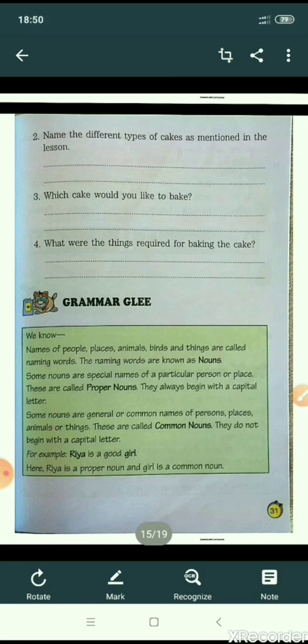Then number 4. What were the things required for baking the cake? Now, we will write the things which Nida and Shifa used for baking the strawberry cake. So, what were the things? Eggs, flour, baking powder, butter, sugar, strawberry juice, then cake tin and oven for baking the cake. Now, next part of the exercise, that is grammar glee.